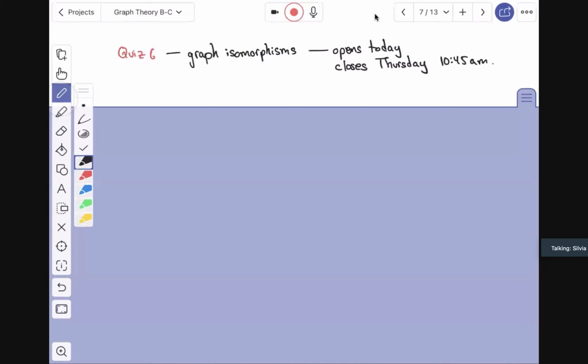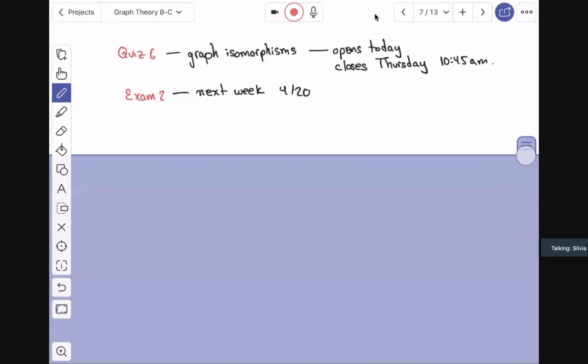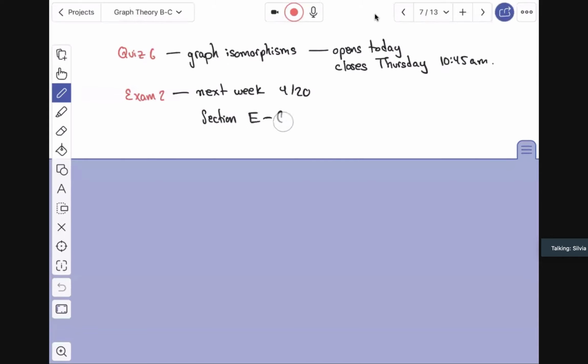And then exam 2 is next week on Tuesday, a week from today. Same format as before. This includes section E from combinatorics, that's inclusion exclusion, and sections A, B, C from graph theory.